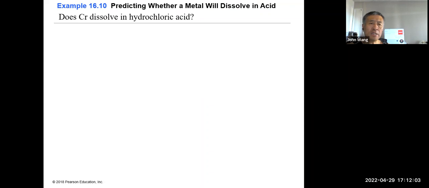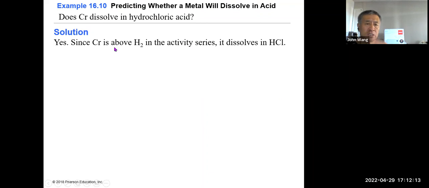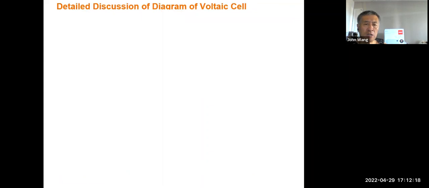And then this question is about whether Cr, which is chromium, dissolves in hydrochloric acid. To answer the question, we see, is chromium on top of H2? If it is, it will dissolve. Otherwise, it will not.